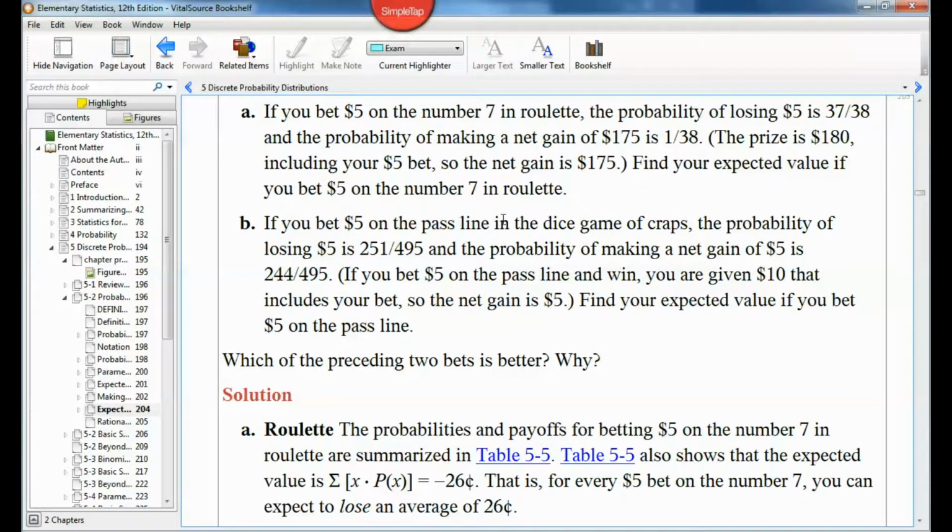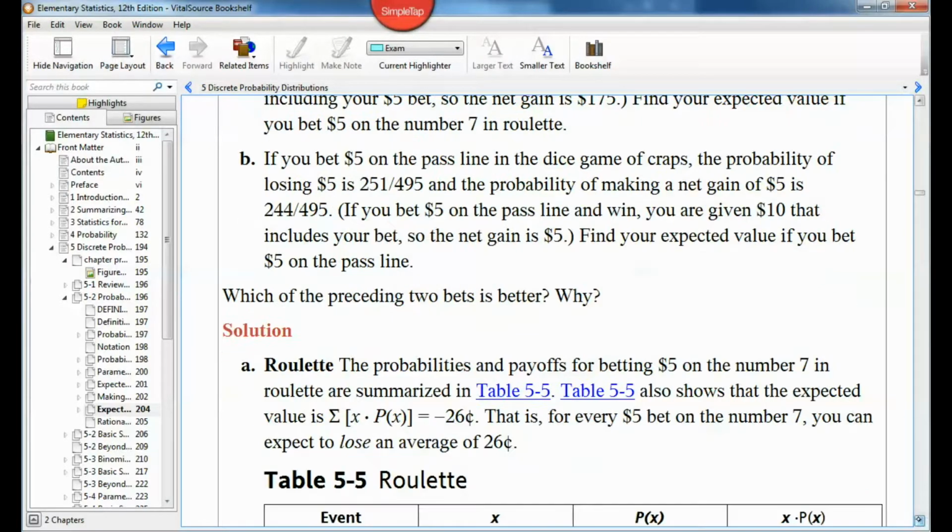If you bet $5 on the pass line in the dice game of craps, the probability of losing $5 is 251 out of 495. And the probability of making a net gain of $5 is 244 out of 495. If you bet $5 on the pass line and win, you're given $10 that includes your bet. Okay, so you actually only win 5. Find the expected value if you bet $5 on the pass line.